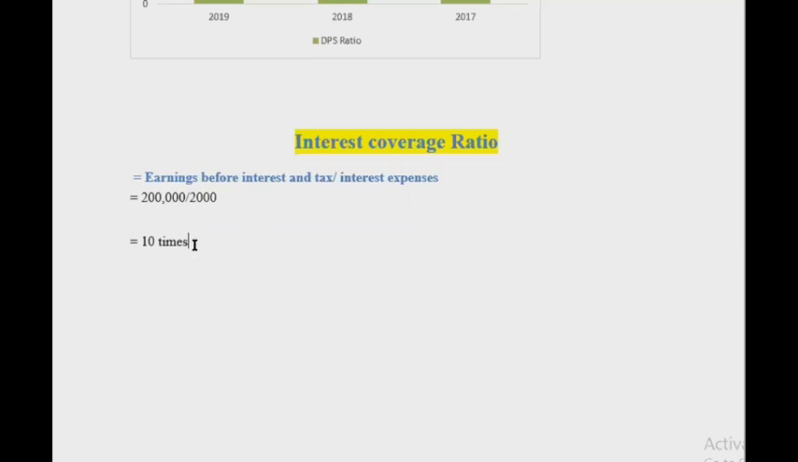So if this ratio is 10 times this year, and in the previous year it was 8 times, and in the year before that it was just 5 times, it means over the years we are improving in our interest coverage ratio, which is a good sign for solvency.